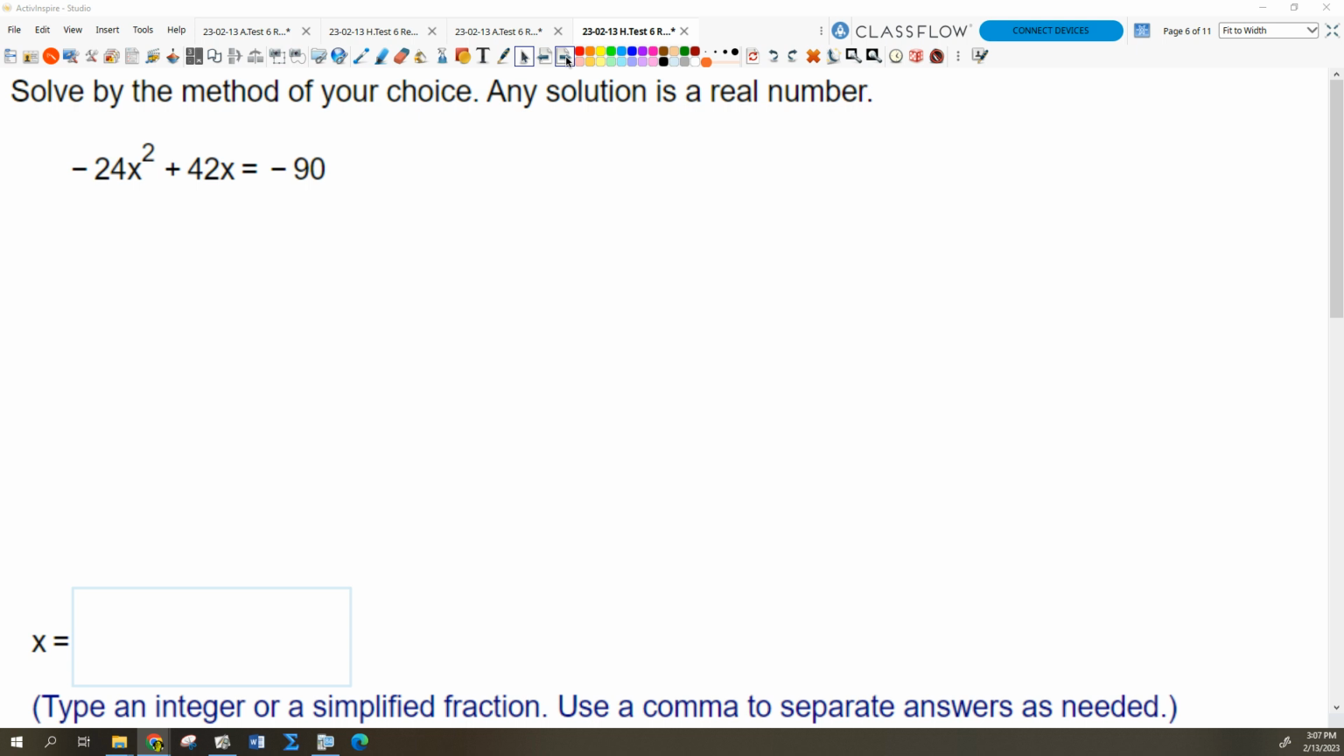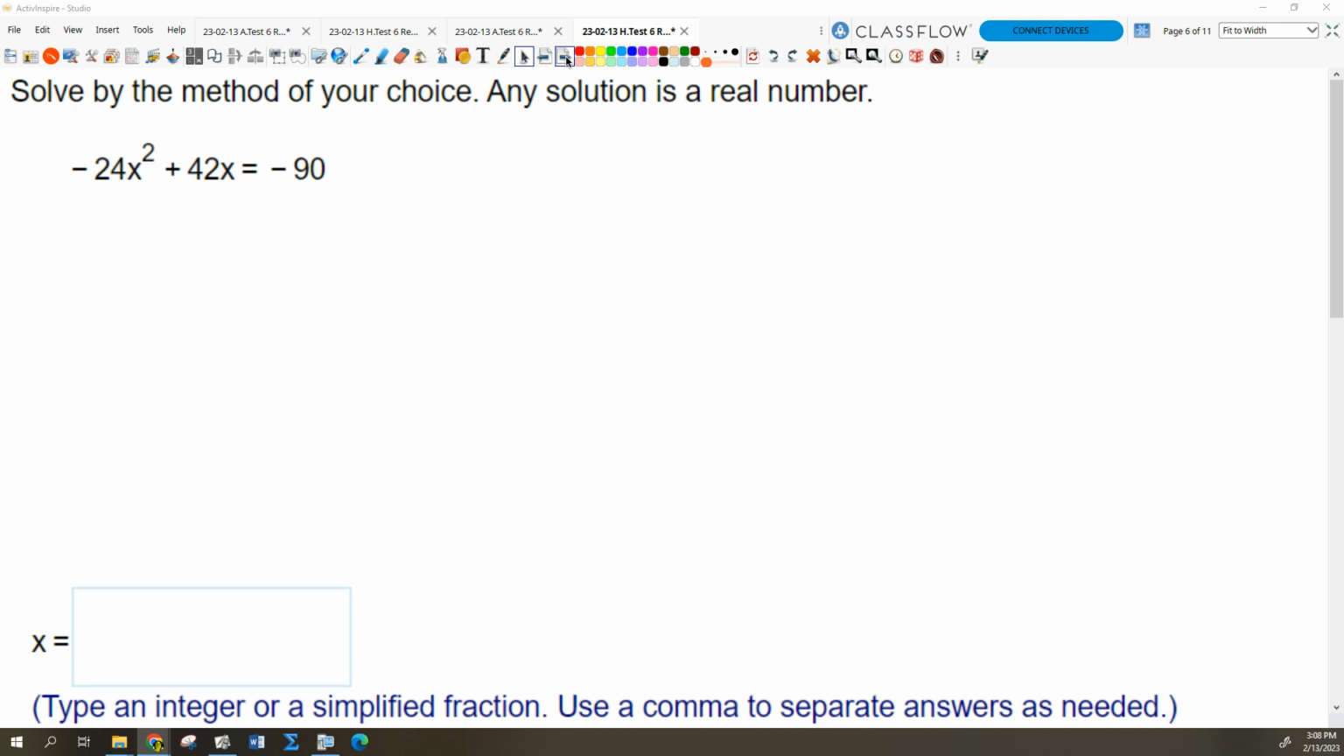So what about this guy? Solve by the method of your choice. What would we do? What am I doing first? Okay. So right away, people are talking about dividing, right? Which is fine. How about if we put it into standard form first? You don't have to, but I just think generally it might be easier.